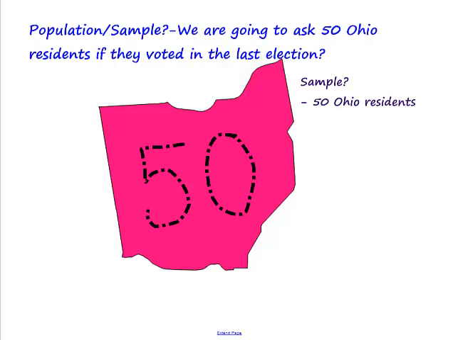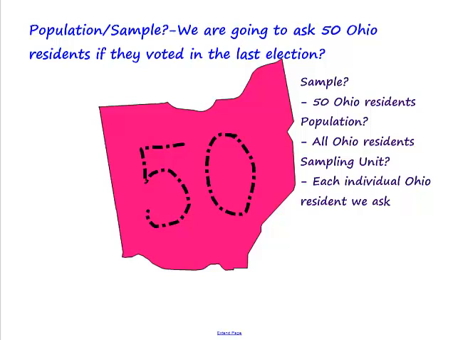Okay, so let's look at an example. We're going to ask 50 Ohio residents if they voted in the last election. Our sample would be the 50 Ohio residents that we ask about the last election. Our population would be all the people that live in the state of Ohio. Our sampling unit would be each individual Ohio resident we ask about the election. And our population unit would be each individual Ohio resident.